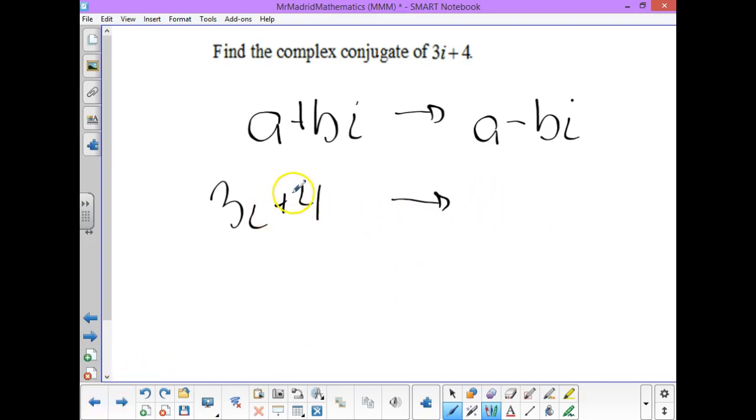You want to observe that 3i plus 4 doesn't really match here perfectly. So what I'm going to do is rewrite it and put the 4 up front and put the 3i in the back. So I have a perfect match. A is 4 and B is 3. So now I can simply apply this, and 4 is A. I need a minus there and a 3i.